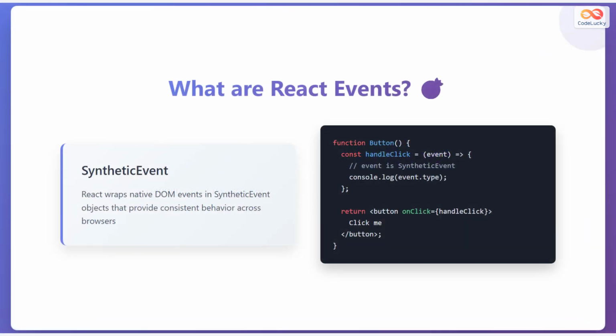Let's understand what React events are. React wraps native document object model, that is, DOM events, in something called synthetic event objects. These synthetic event objects ensure that the events behave consistently across different web browsers. Consider a button component. When the button is clicked, the handleClick function is called and the event is actually a synthetic event. The type of the event can be logged to the console.